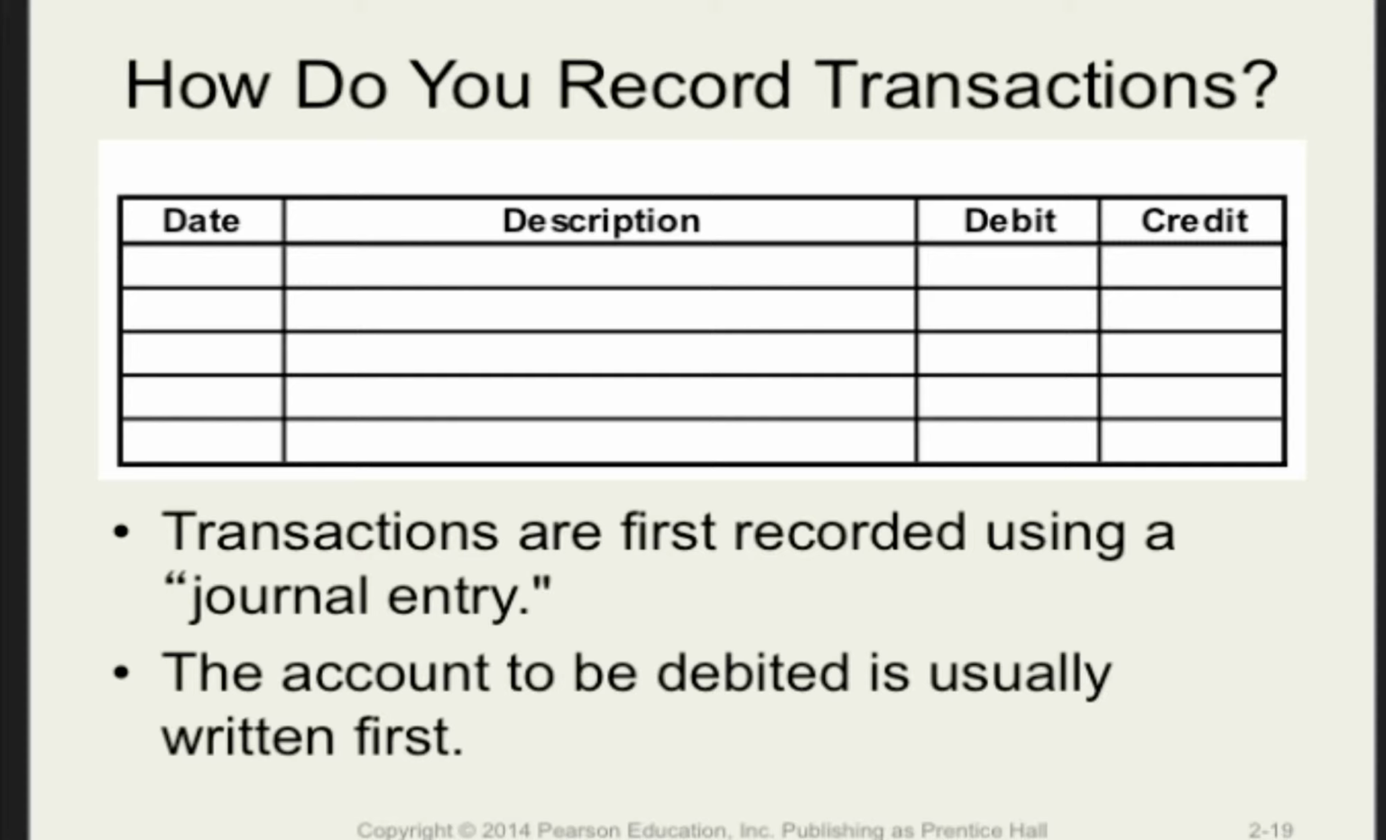The first column is for the date of the transaction. The information about which accounts are impacted by the transactions is recorded in the description column, with the account being debited always being entered first on the journal. The account being credited is entered on the next line down, and you indent the beginning of the name of that account. The amounts are placed in the appropriate columns.